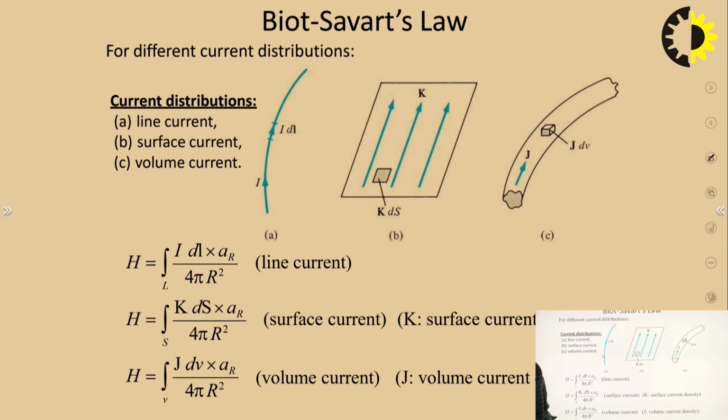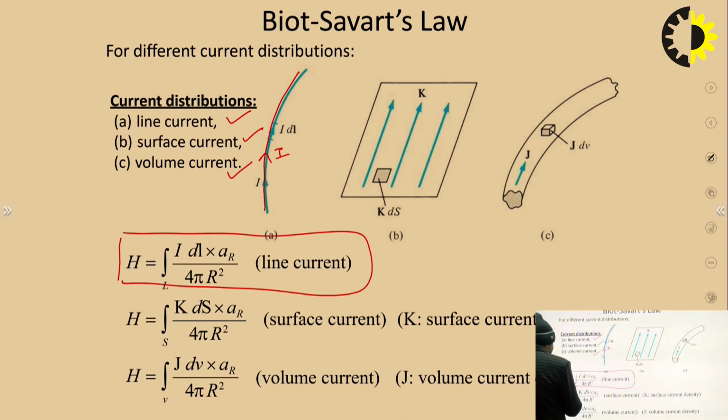So this Biot-Savart law is for a differential current element. It is characterized by three current elements: the line current element, the surface current element, and the volume current element. If the charge is distributed along a line, the current is flowing in that particular length. So the magnetic field intensity H is defined by I dl cross aR upon 4 pi R square. This is the previous one.